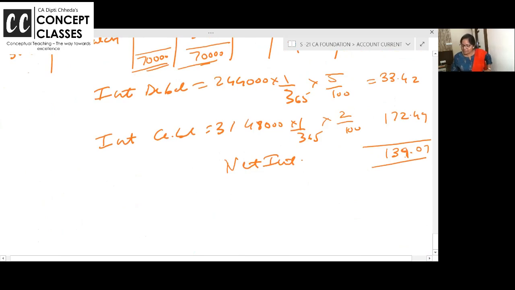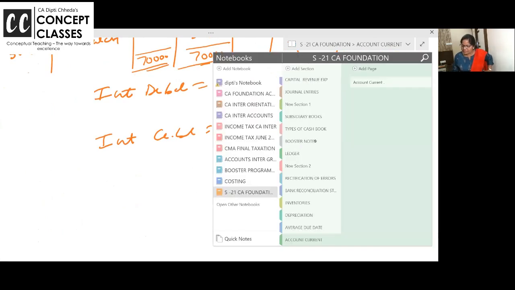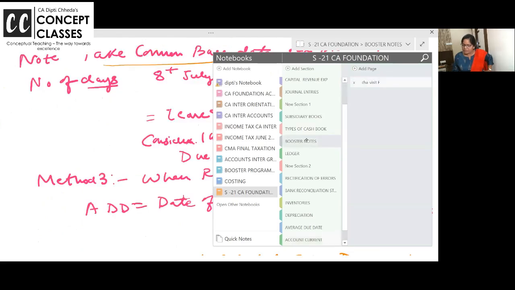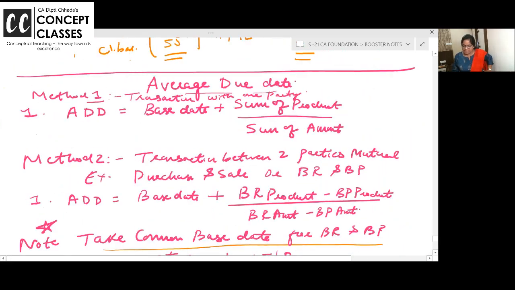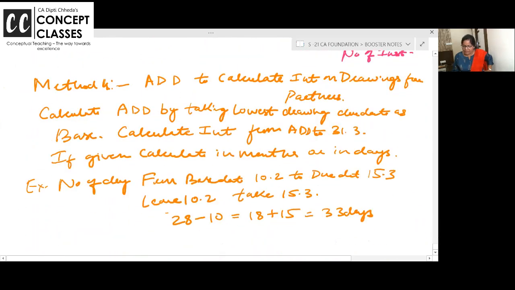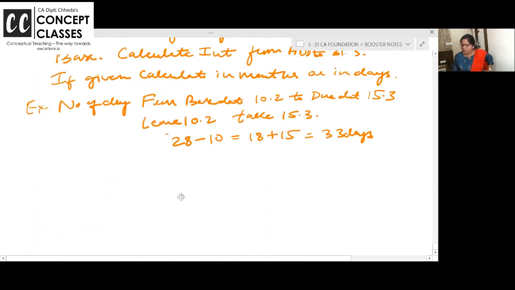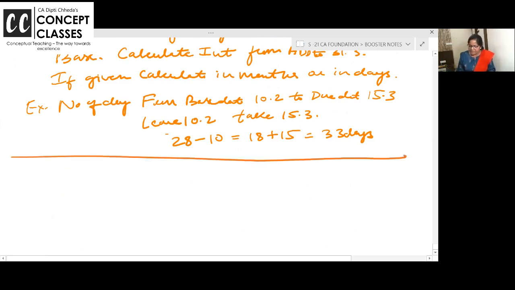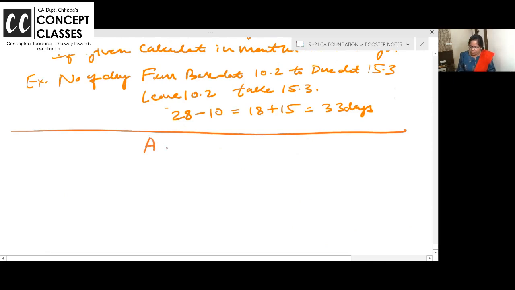Okay, let us check the booster notes. What we have written, we have done 3 types of the problems. Average due date के लिए we have written on this. Account current के लिए we have not written. So account current interest method में what do you do and all? चलो लिख लेते हैं. Will take 5 minutes. Let us write. Account current.